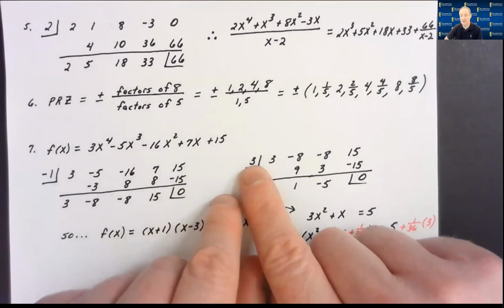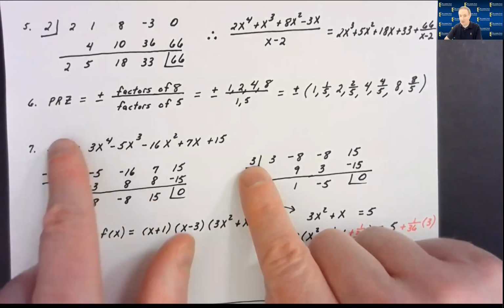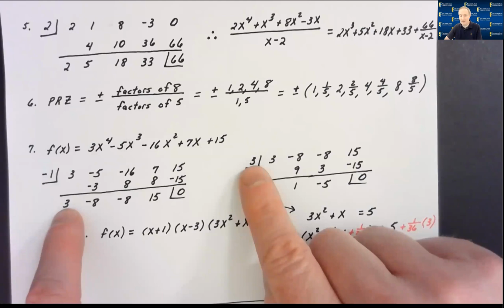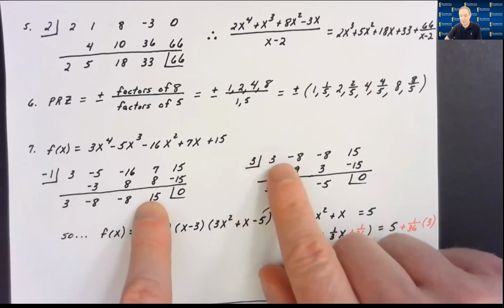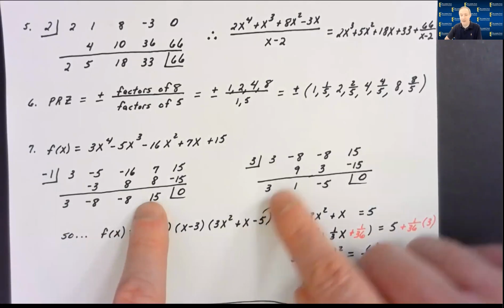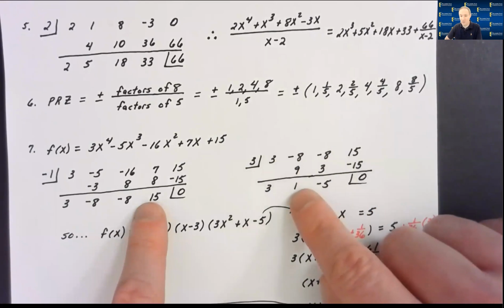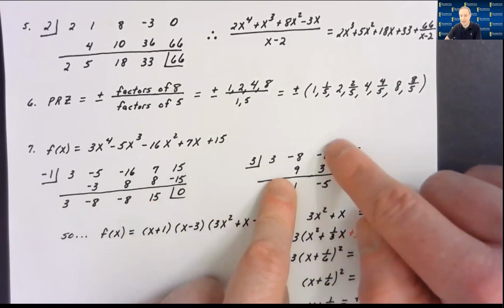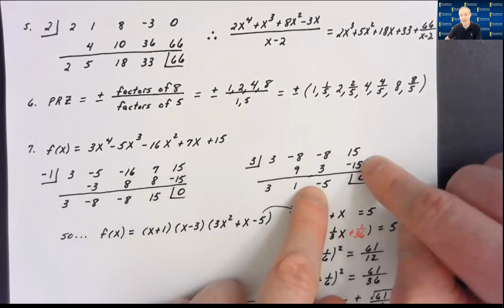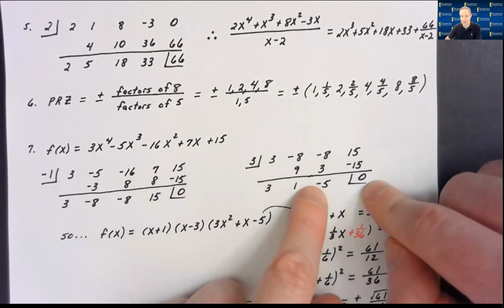I show it synthetically divided into what I have remaining here. Please don't go back and divide it into the original. That would be wasting time. You divide it into the polynomial that you have remaining after the first division. And you can see when I did that, the 3 times 3 gave me 9. -8 plus 9 is 1. 3 times 1 is 3. -8 plus 3, -5. 3 times -5, -15. And yet again, we get a remainder of 0, which we knew we had to get.